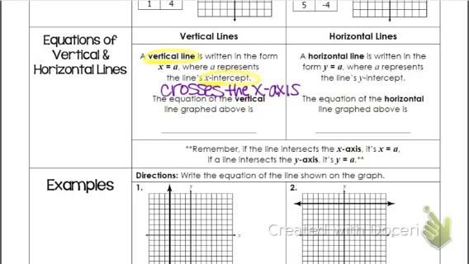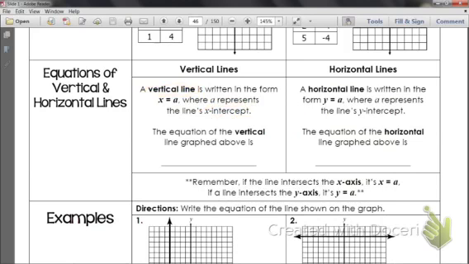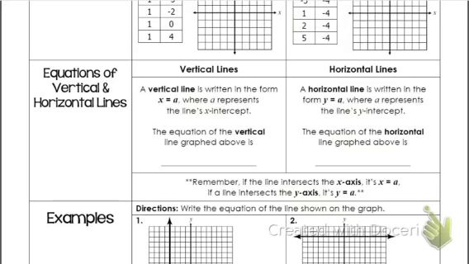Okay, graphing them is really easy. I don't know what this wants me to write. The equation of the vertical line graphed above is, hang on, I'm going to pause it and look it up. Okay, sorry, I was being silly. I get it now. It's saying the equation for the one that we graphed above there is what?